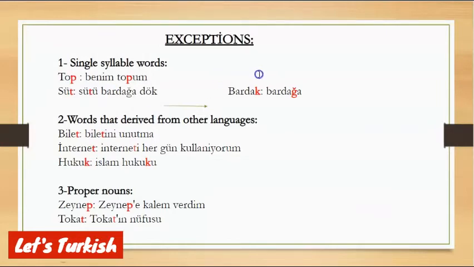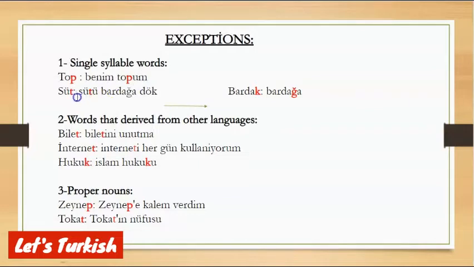So, in the exceptions, we have three categories. First category is when the word has one single syllable. In general, single syllable words don't have consonant mutation applied to them. For example, top. Top, which means ball. Benim topum. It doesn't change to topum. Because it's a single syllable word. Benim topum means my ball.